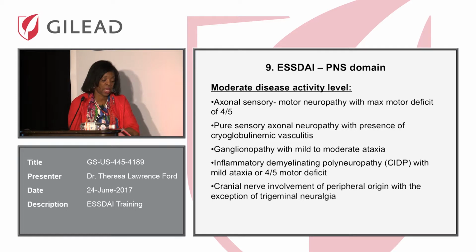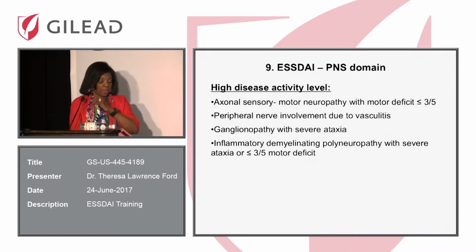Ganglionopathy with mild to moderate ataxia, CIDP with mild ataxia or 4/5 motor deficit, or cranial nerve involvement of peripheral origin with the exception of trigeminal neuralgia. And it's high if the motor deficit is worsened, 3/5, if the peripheral nerve involvement is due to vasculitis, if there's severe ataxia secondary to the ganglionopathy, or if the CIDP has severe ataxia or worse than or equal to a 3/5 motor deficit.